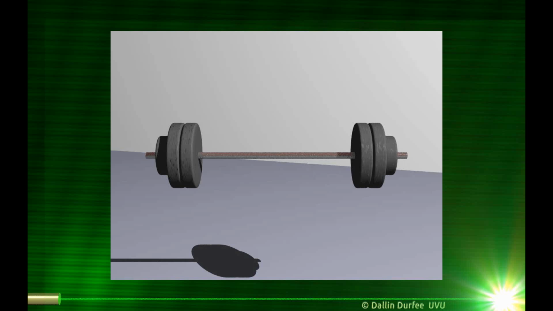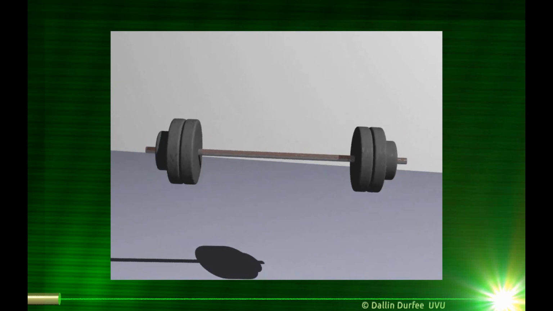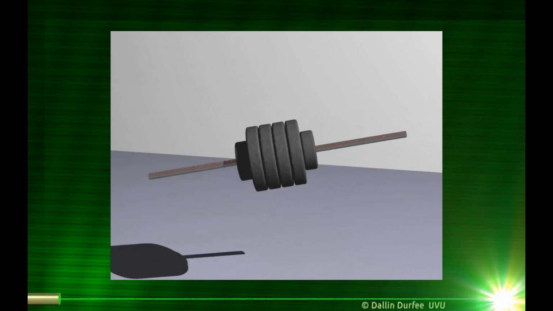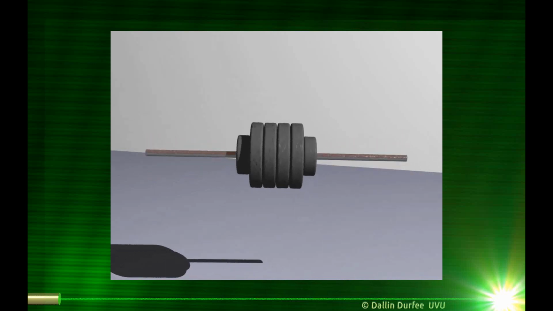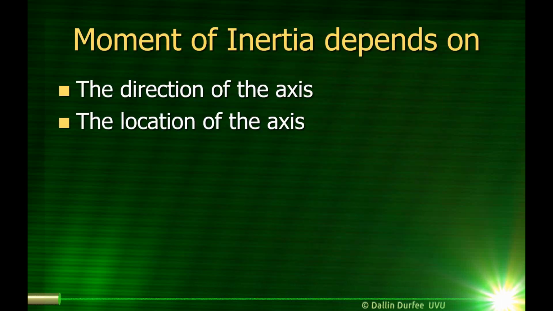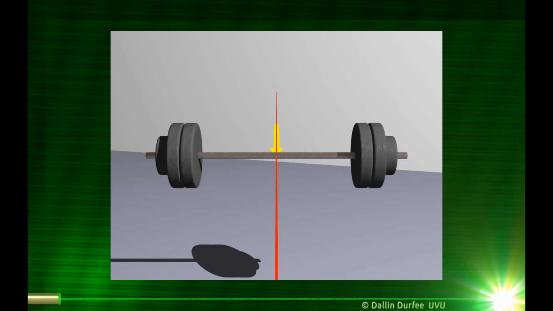Now consider this. Let's compare wiggling our barbell like this to what happens if we slide all of the weights to the middle and swing it. So now we're swinging about the same axis, and we have the same mass, but we've moved the distribution of the mass. You probably have some intuition that says this is easier than swinging it with the mass on the ends. So from this, we realize that the moment of inertia depends on the distribution of the mass relative to the axis.